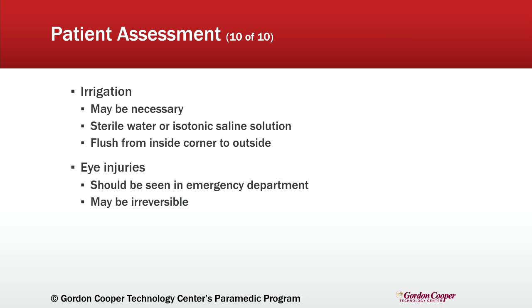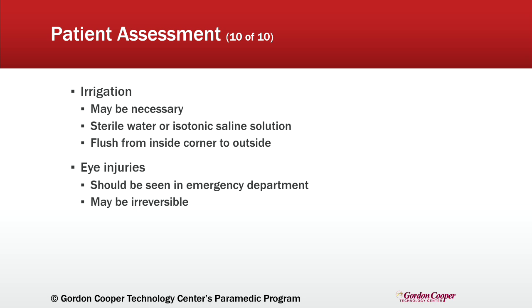Irrigation may be necessary for chemical and thermal burns. Of course, we're going to use sterile or isotonic saline solution to irrigate the eye. Always flush from the inside corner of the eye towards the outside, to avoid pushing the chemical further into the eye and more pushing it away.